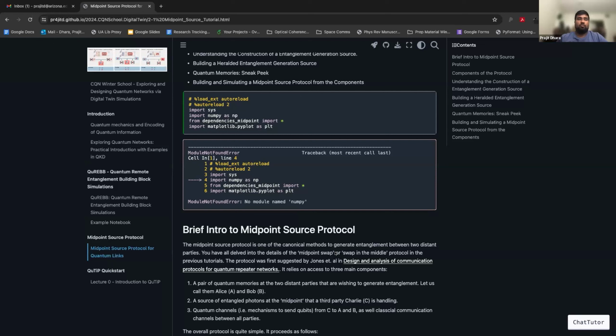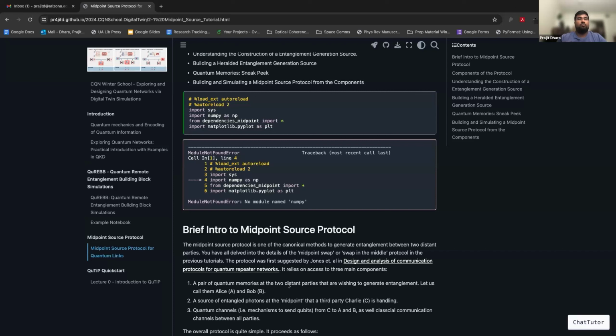So the midpoint source protocol, as the name suggests, means that I take something that generates entanglement at the midpoint and use the entanglement to be transmitted over channels to two parties at the end. And those two parties receive the entanglement and they process it in some way, or they store it, or they load it, what have you. And then you're able to generate entangled qubits, or entangled bits, between two distant parties over long baselines of messaging. The protocol was first suggested and framed in this name by Jones et al.